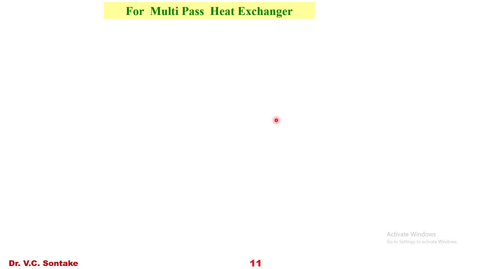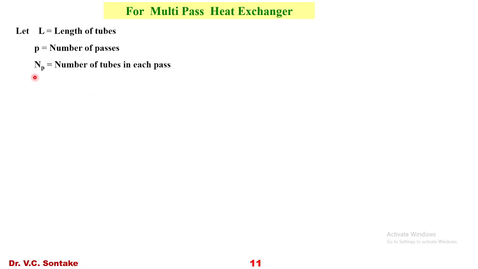Apart from these charts, some formulae which may be helpful to solve or analyze cross flow heat exchangers are listed. Let capital L represent the length of the tube in a single pass. P represents the number of passes. Capital N suffix P represents the number of tubes in each pass. Capital N represents the total number of tubes required in a particular heat exchanger, so it will be the product of passes and number of tubes, that is P into NP.